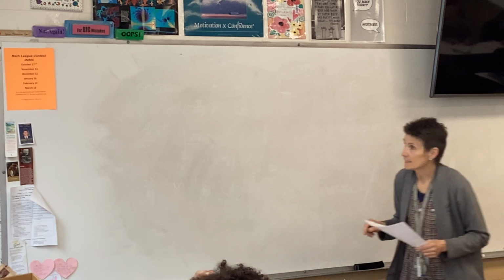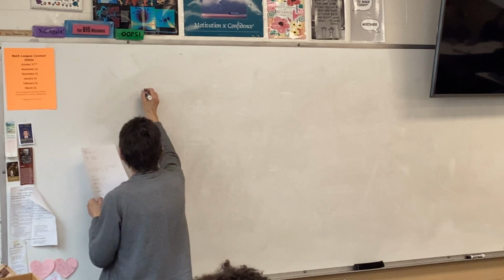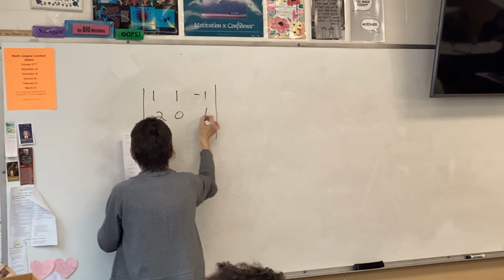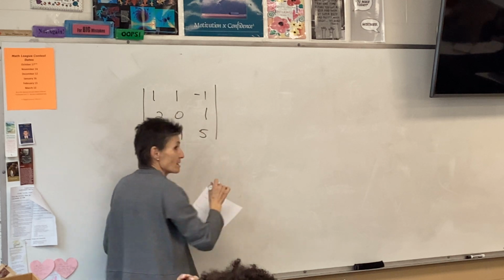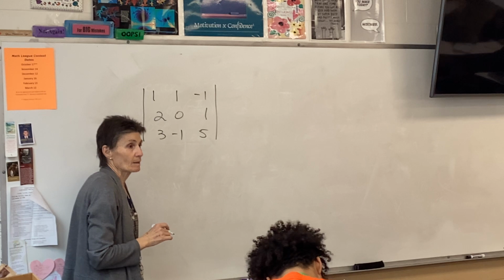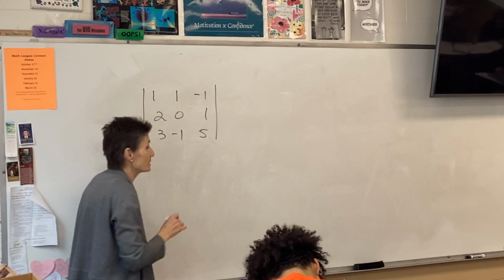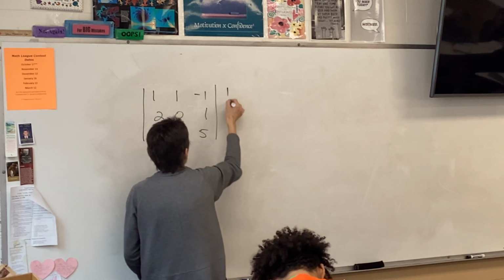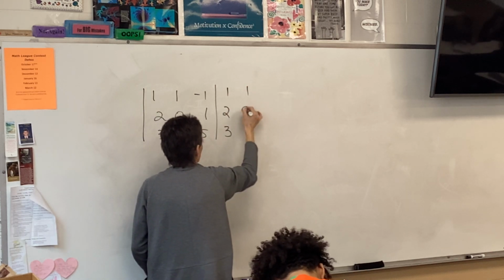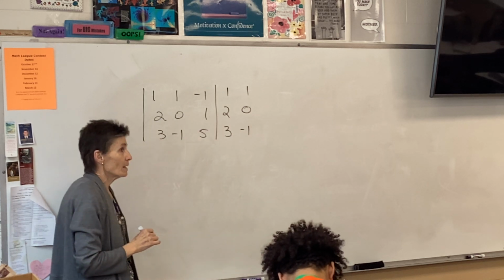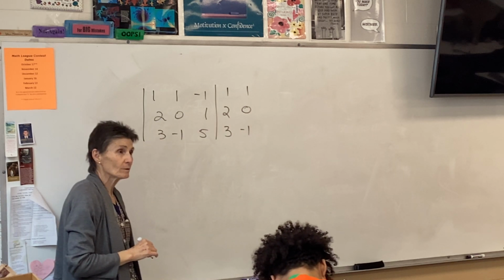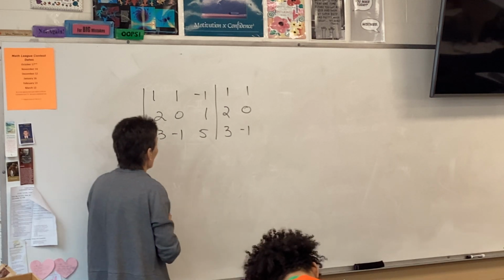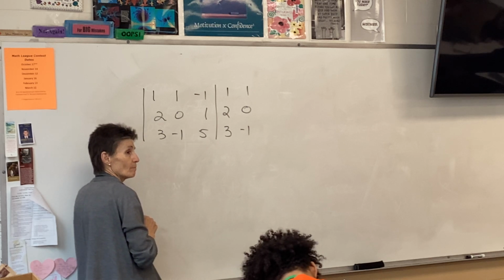Now F, can I find the determinant of matrix B? Yes, because it is square. So who remembers how we do this? Take these two columns and write them right here. So 1, 2, 3, 1, 0, negative 1. They have to be written in that order, right? All right, so here we go. What do I do now once I get those written down?